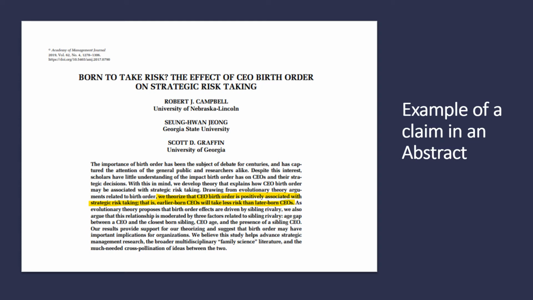In this example, from an article in the Academy of Management Journal, the claim is located in the highlighted section of the abstract. The author's claim is straightforward. They argue that birth order has an effect on CEO risk-taking, and that CEOs born earlier take less risk than those born later in the birth order.